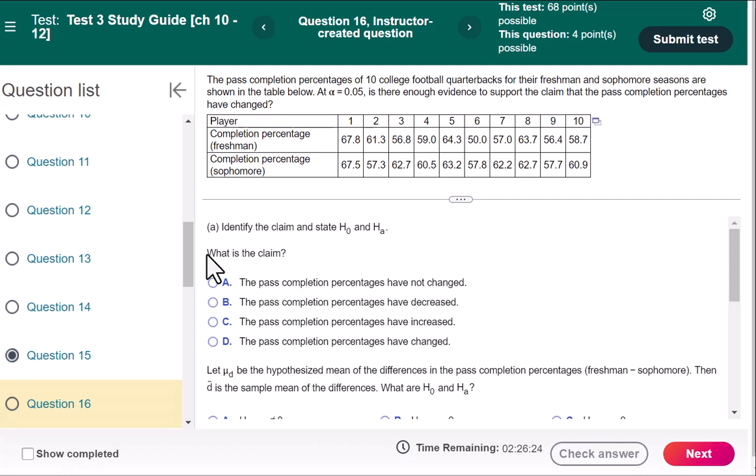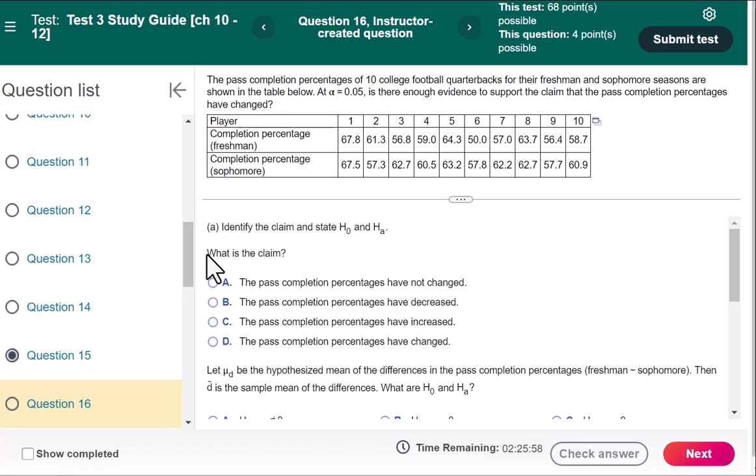The pass completion percentage of 10 college football quarterbacks of their freshman and sophomore seasons are shown in the table below. At alpha equal 5%, is there enough evidence to support the claim that the pass completion percentages have changed? Okay, here you can see this table. You have player 1, his completion percentage when he was freshman and completion percentage when he was sophomore.